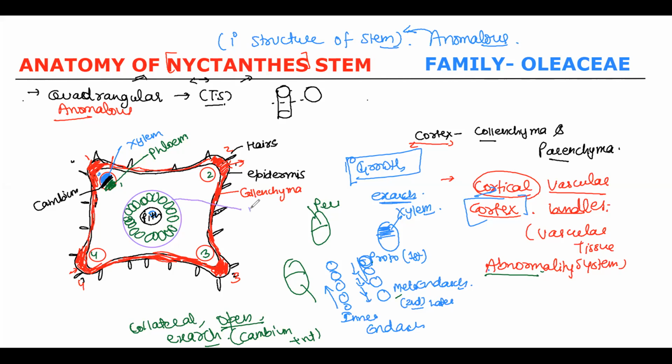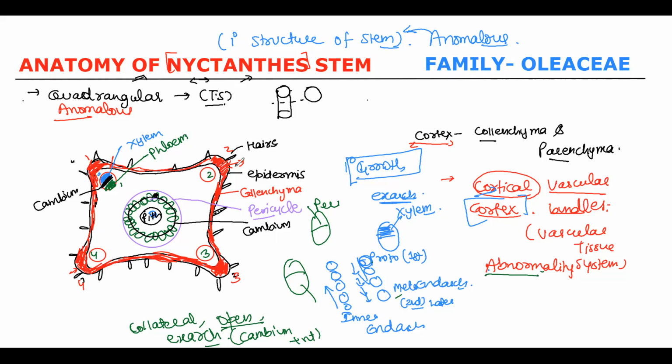This is the pericycle. Pericycle is a part of the ground tissue system, not the cortex. Pericycle surrounds the vascular bundles. These are the vascular bundles having cambium in between them. This is the cambium, this black. This is the cambium of normal vascular bundles, not the cortical vascular bundles. This is a vascular tissue system which is normal, not the abnormal one.